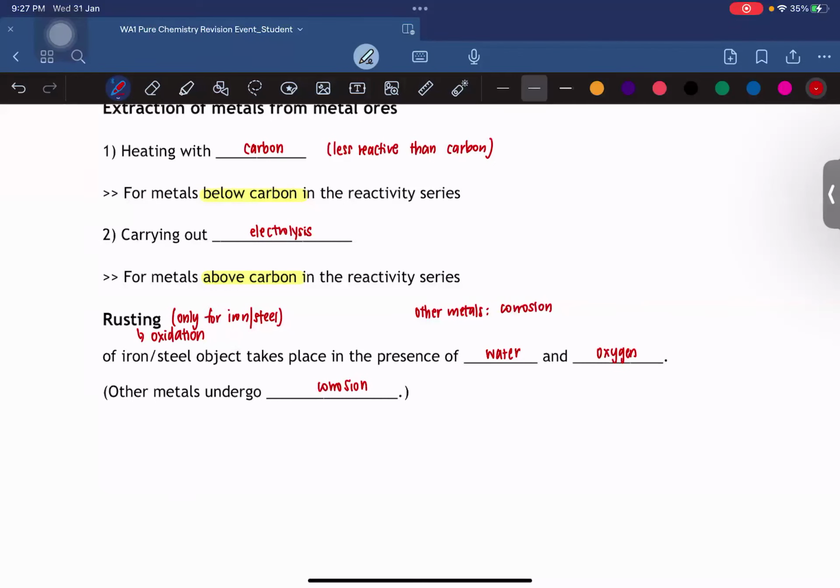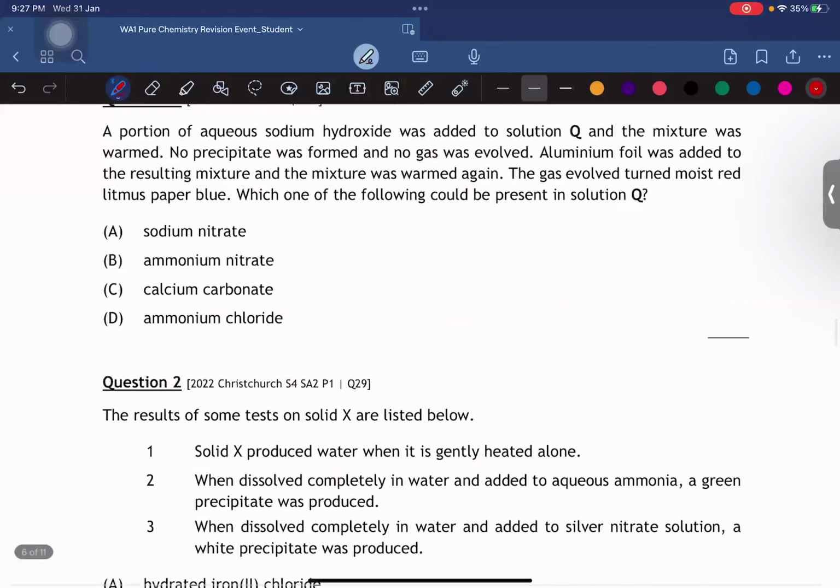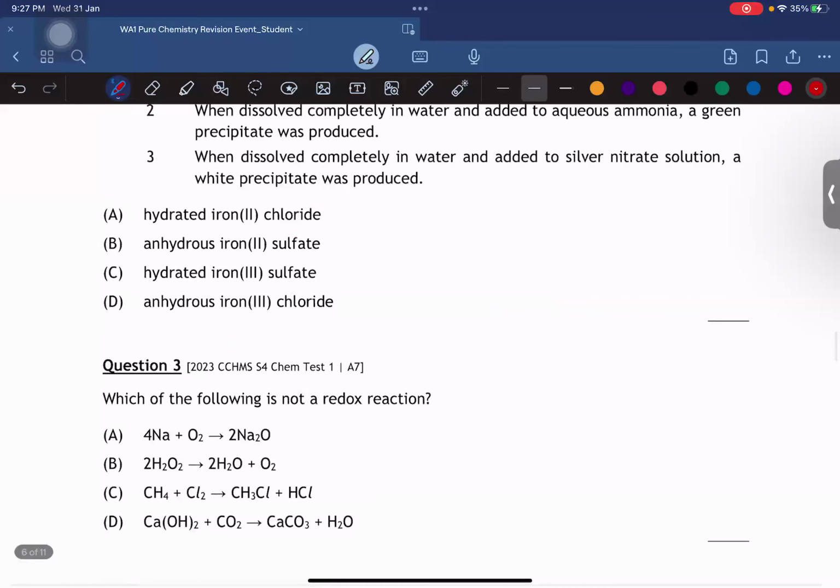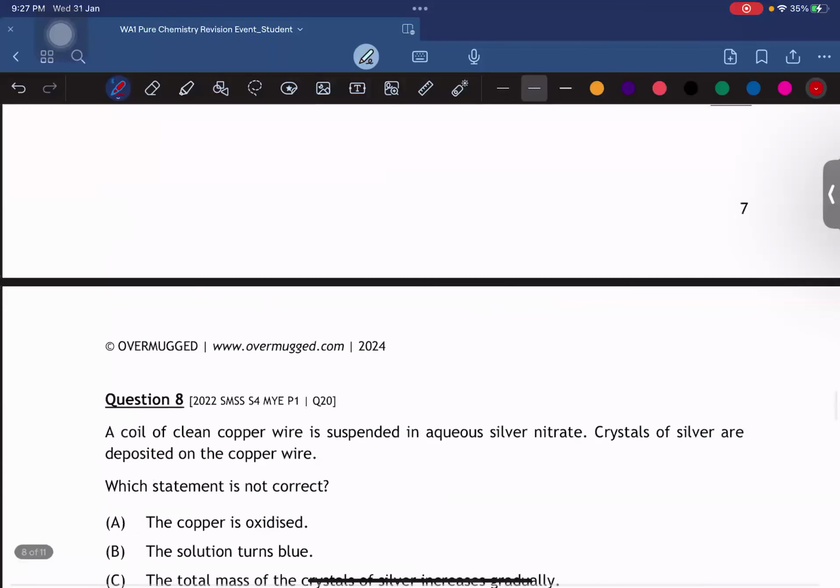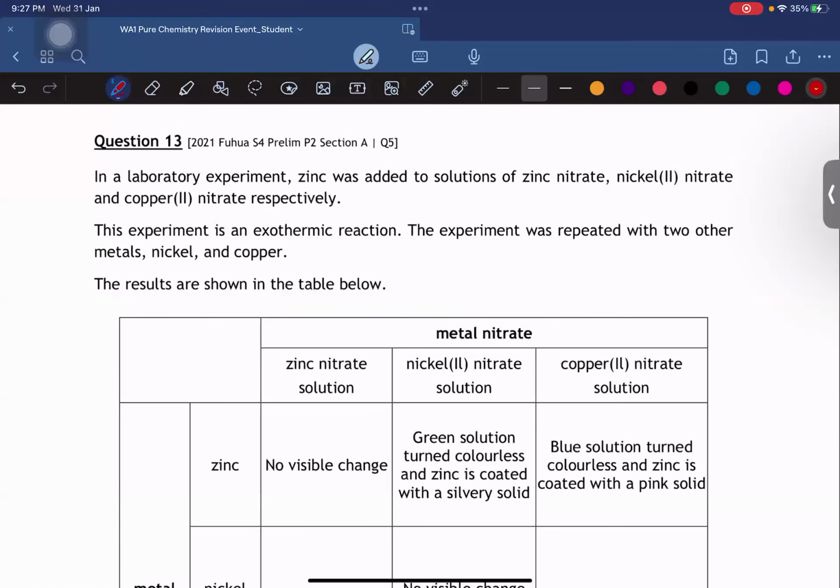Okay, good. So very quickly, let's take a look at example 13, or question 13. I go through together with you guys this question. Okay, now for this question, they say in a laboratory experiment, zinc was added to the solution of zinc nitrate, nickel nitrate, and copper 2 nitrate respectively. Now, this experiment is an exothermic reaction. What does exothermic reaction mean? Give off heat, correct.